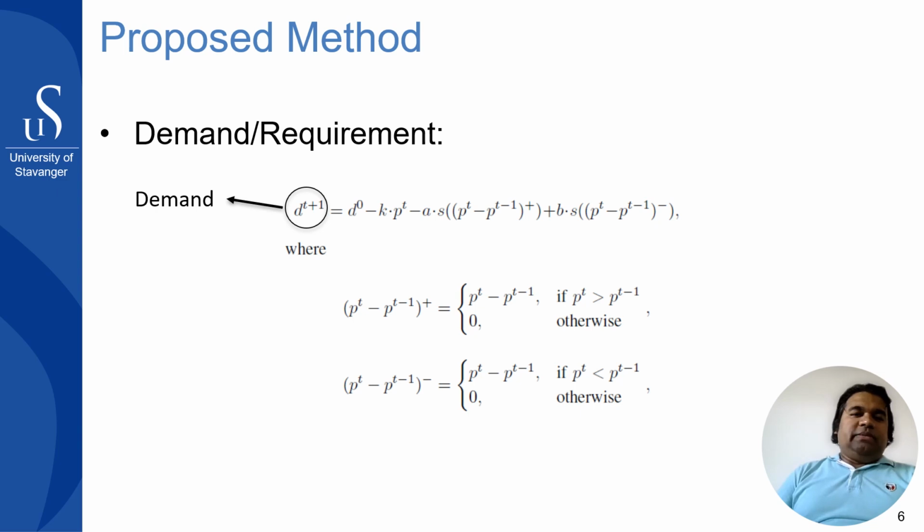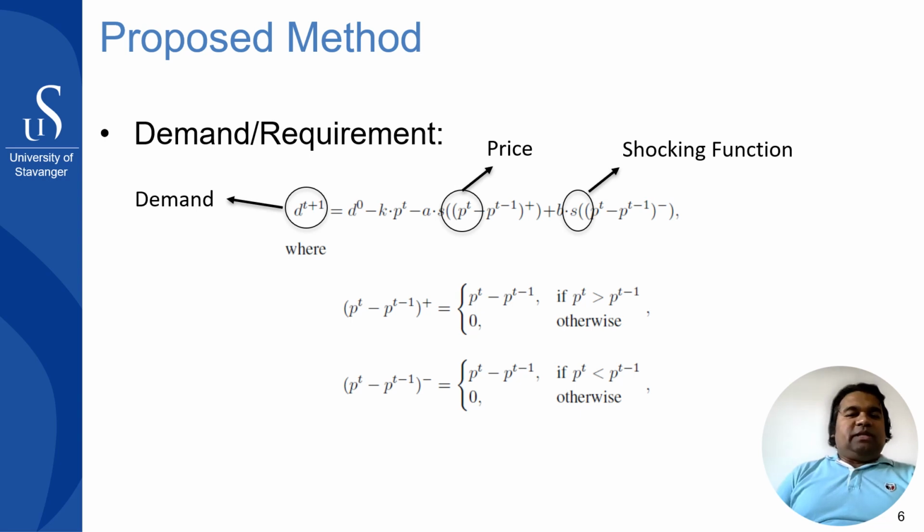So this is basically the demand function. So updated demand will be based on the prices at time step t, and also time step t minus 1. There will be a shocking function. This shocking function basically controls the changes, or it will provide the dynamic properties to the demand function. As I told, when the price is increased, the demand will be decreased, and when the price is decreased, the demand will be increased. So this shocking function is very important.